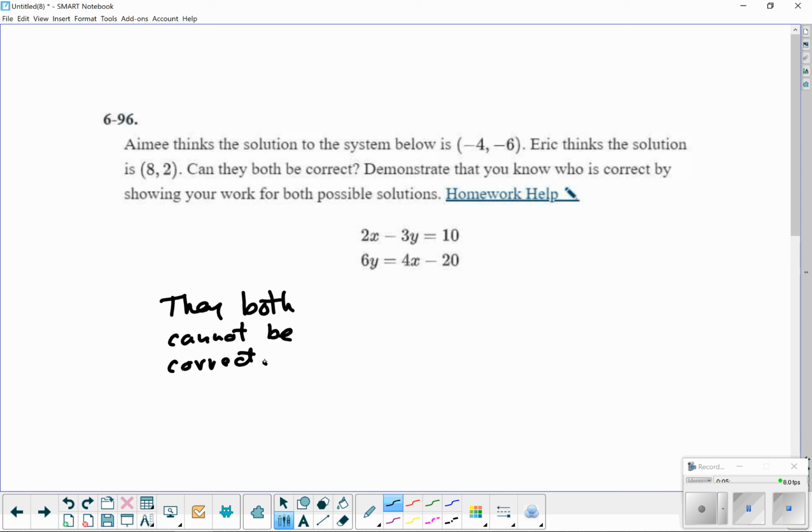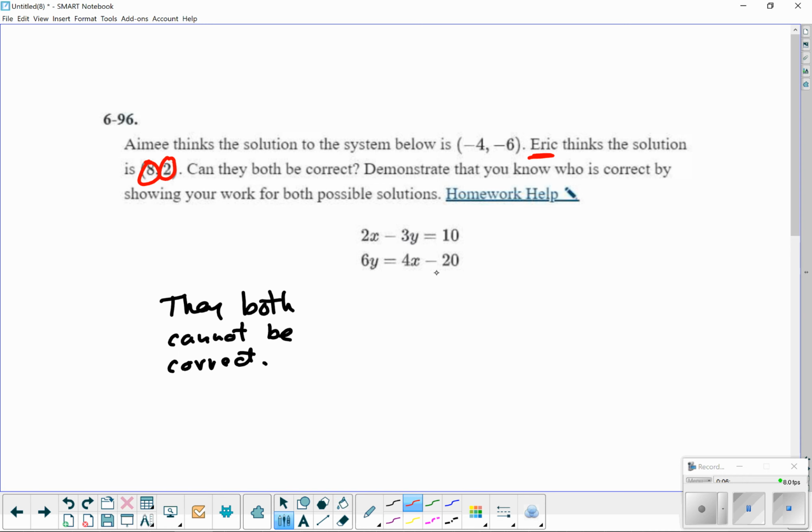All right, so this one right here, you could do this a couple of different ways. You can plug in their answers and see who's right. Let's just try that, because we've been doing a lot of practice with solving different methods. So let's use just a positive one. Let's try Eric first. So Eric is x is 8, y is 2.